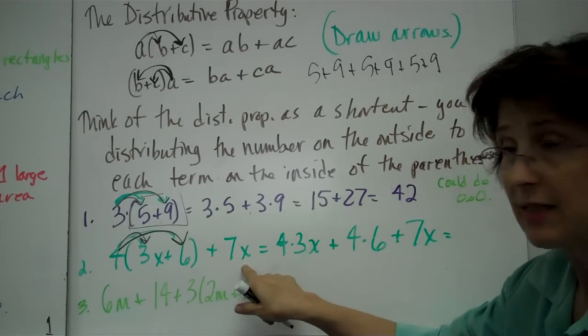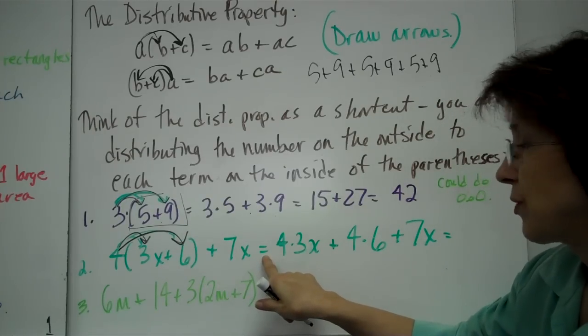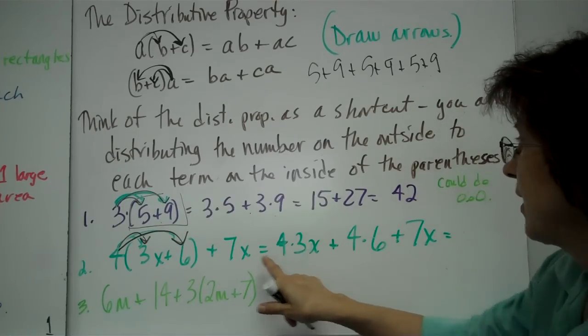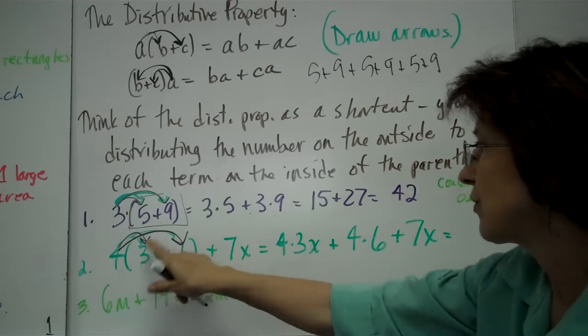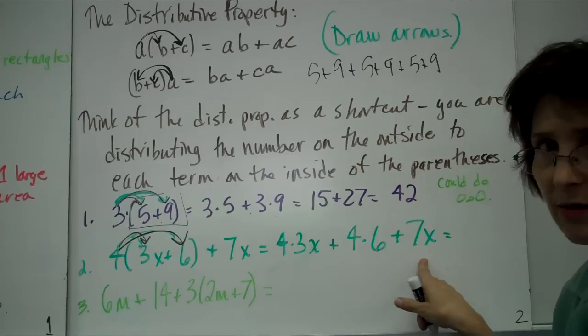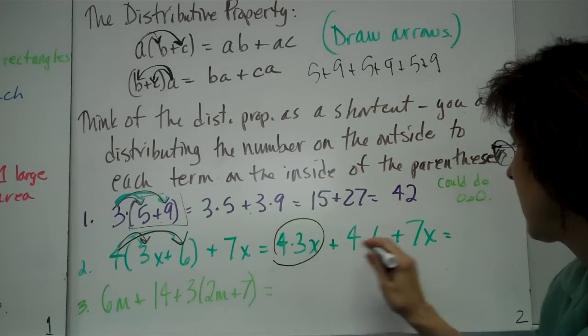And then this time I have a plus 7x, an extra little thing in there. All right, so we get to use our combining like terms as well. So I do 4 times 3x plus 4 times 6 plus the 7x. Okay, I'm going to go ahead and circle my like terms.